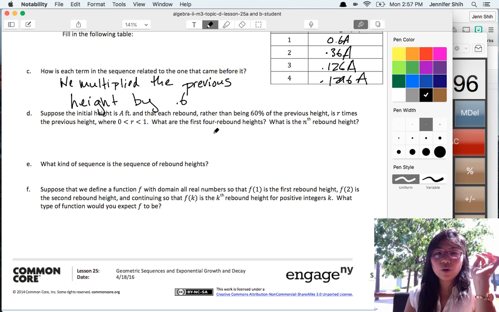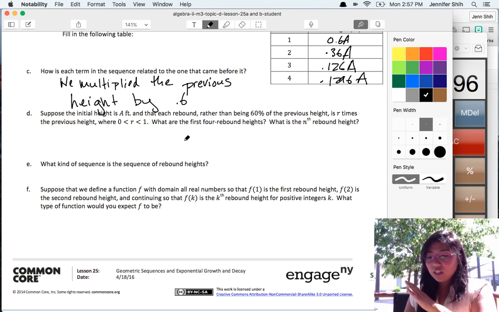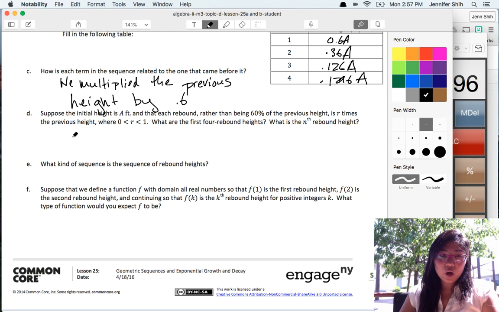What are the first four rebound heights? What is the nth rebound height? So here's where we come into more notation, and this is where you do not freak out. We're going to do this one at a time. Height 1, that's the initial height.